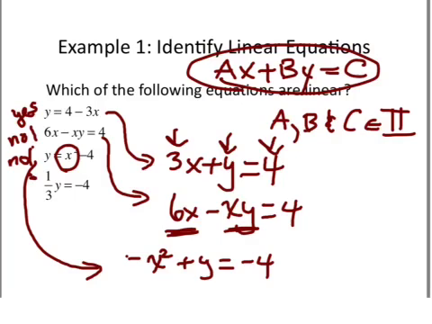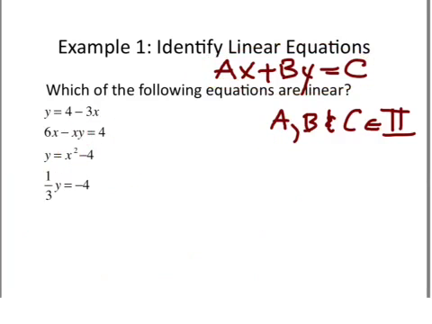So a couple things that we should notice right now. Linear equations do not have exponents on either variable. Exponents greater than 1, other than 1, I should say, on either variable. And linear equations do not have two different variables that are being multiplied together.